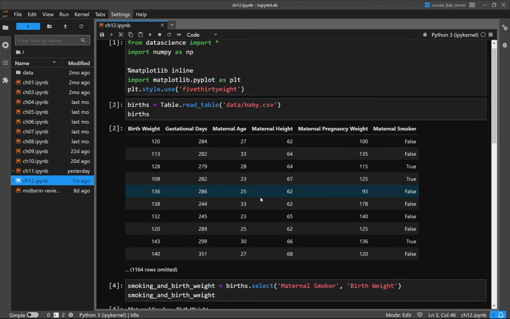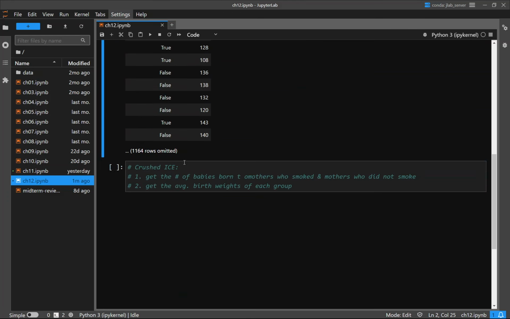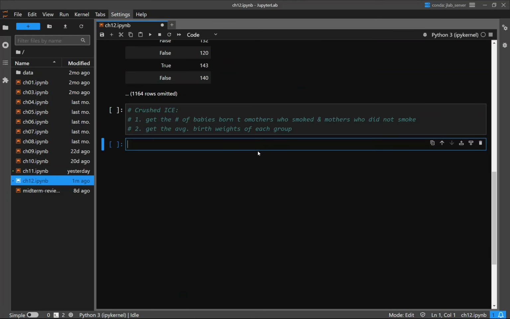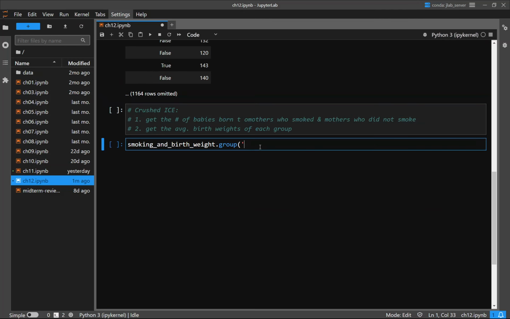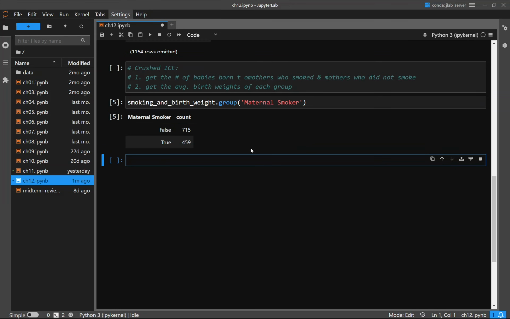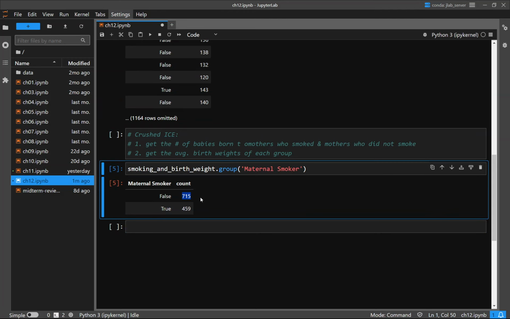So yeah, let's try this together. I'll use the smoking and birth weight table that we made. I think if we just do a dot group on this categorical variable, whether or not the mom smoked during pregnancy, unfortunate idea, but it looks like from this data set we have 715 mothers who did not smoke during pregnancy and 459 who did. So there's a decent amount of each.